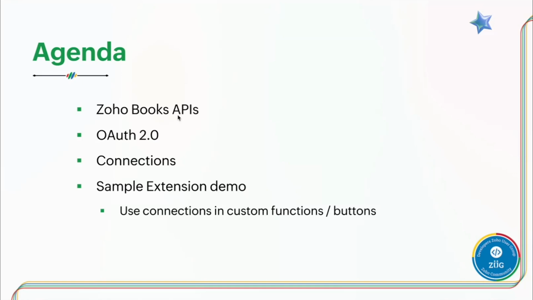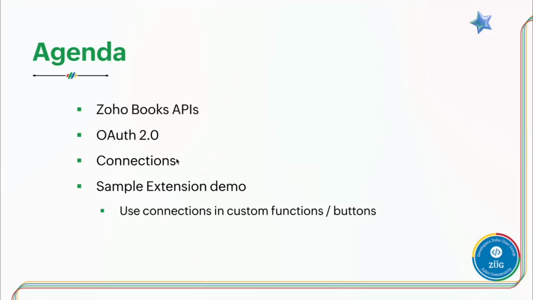You must be aware that every service follows its own authentication method to access these APIs, which will authorize and authenticate every API request. Of course, Zoho Books follows an authentication method called OAuth 2.0, which is going to be our second topic today.